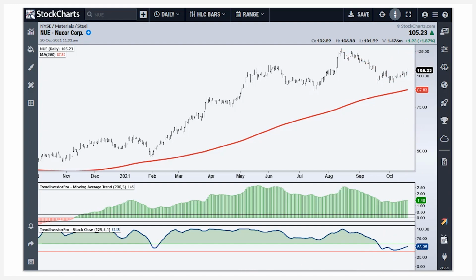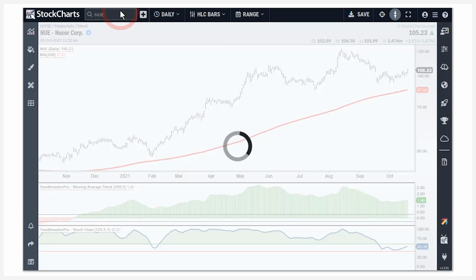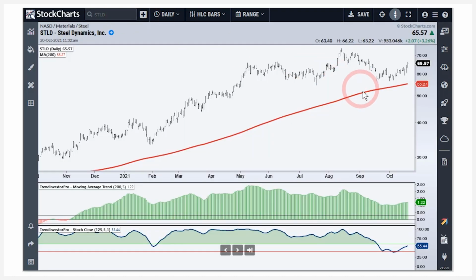And another one I'll look at is Steel Dynamics, STLD. And you can see that it is also showing some strength. Now, Stoke close did trigger bearish down there at the bottom. Sometimes you're going to get some whipsaws with your indicators. That's just the way it is. But you can see we're holding support here from that July low. We're holding above the rising 200-day, and we're getting a short-term breakout there. So Steel Dynamics is looking bullish too.